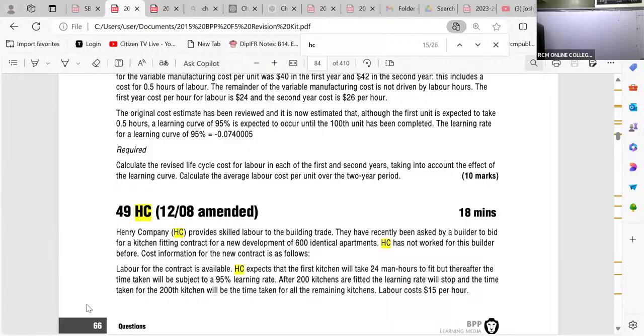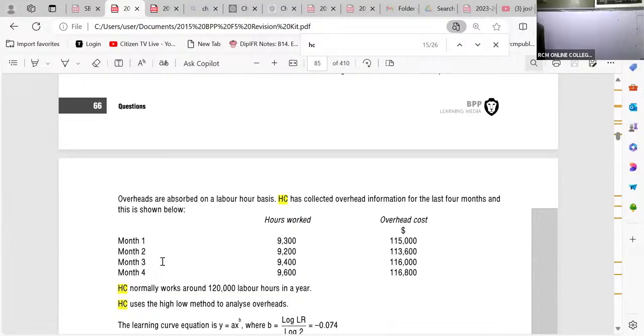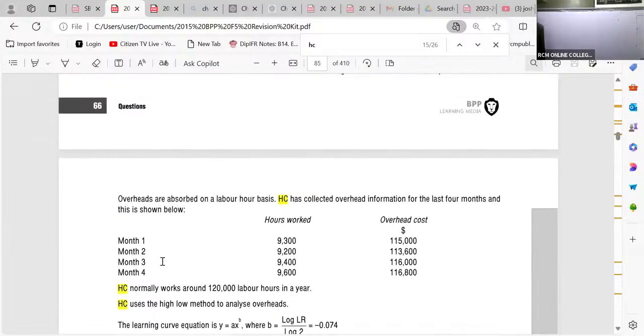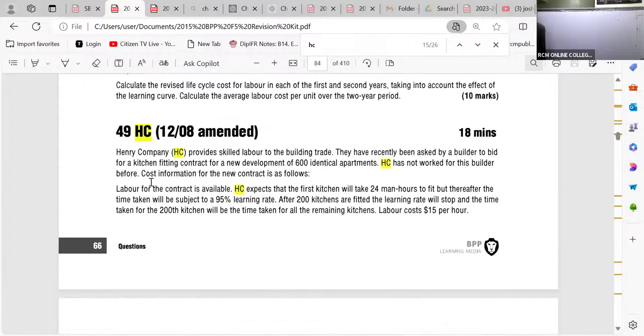Great. So this is also a very intense question, and the other one I've seen where we went wrong. Just remember something, I'll be able to correct it right now. Now, you can see here, Henry Company provides skilled labor to the building trade. They have recently been asked by a builder to bid for a kitchen fitting contract for a new development of 600 identical apartments. HC has not worked for this builder before.